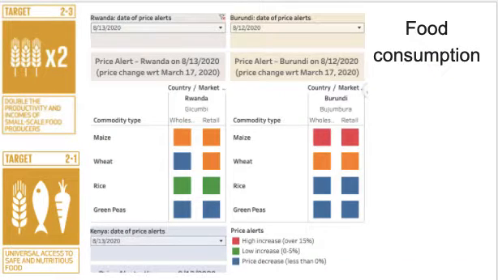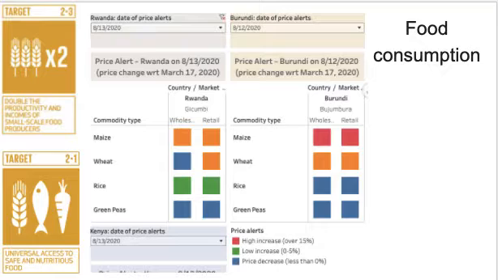Going back to the concept of food consumption and household income. So if you're living in a country where you spend the majority of your family income on food, you're unable to absorb sudden increases in the price of food. So in this example, we can see Burundi.